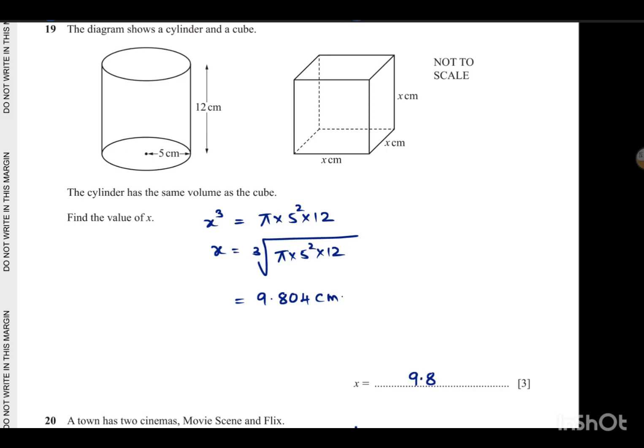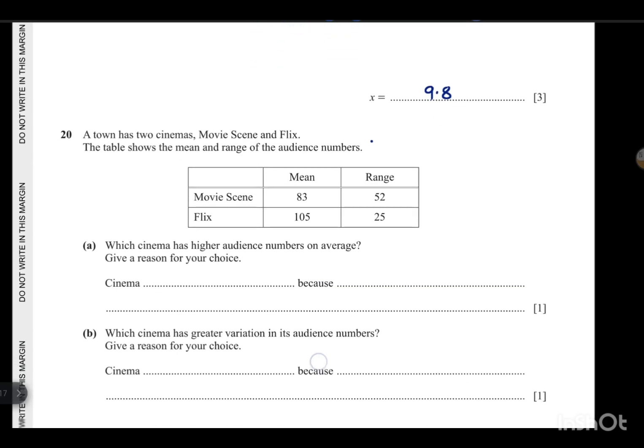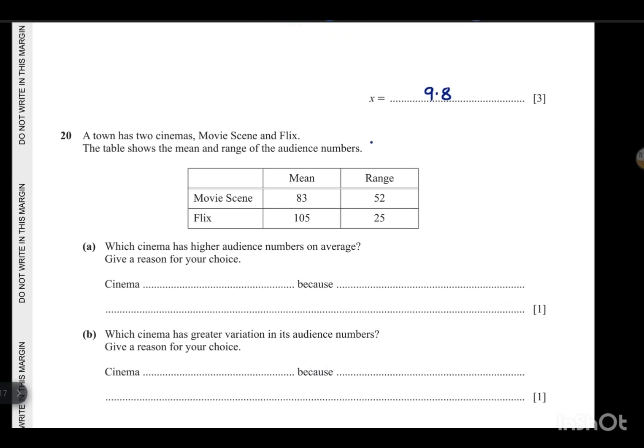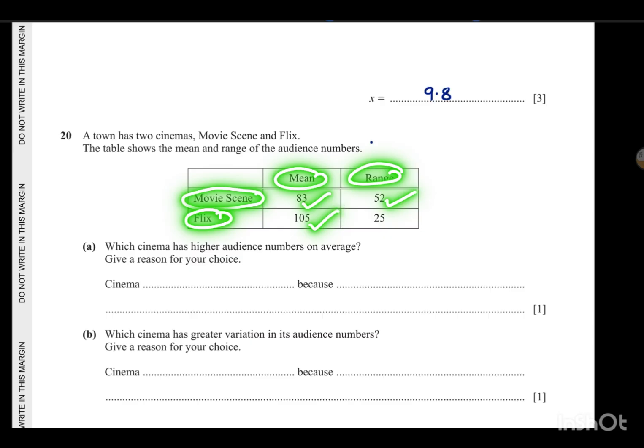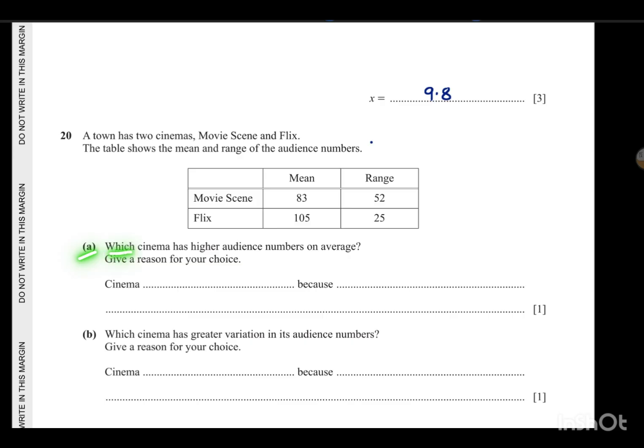Okay, question number 19 is over. Now question number 20. A town has two cinemas, Movie Scene and Flicks. The table shows the mean and range of the audience numbers. So Movie Scene mean is 83, range is 52. Flicks mean is 105, range is 25. Question A. Which cinema has higher audience numbers on average? Give a reason for your choice.